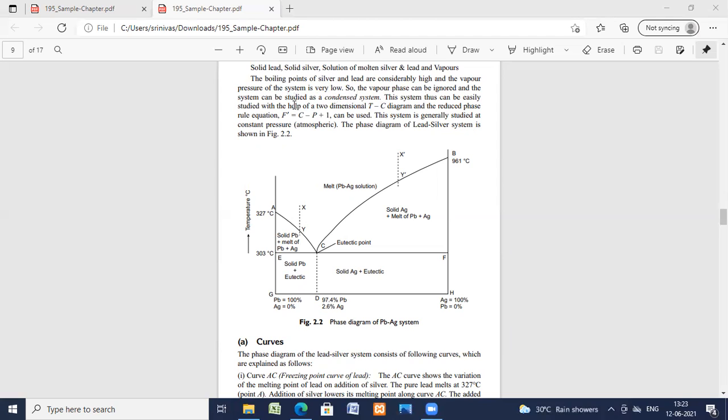This system can easily be studied with the help of a two-dimensional temperature and composition diagram and the reduced phase rule equation. Here is the reduced phase rule equation: F prime is equal to C minus P plus 1. The system is generally studied at constant pressure. The phase diagram of the lead silver system is shown in the diagram.